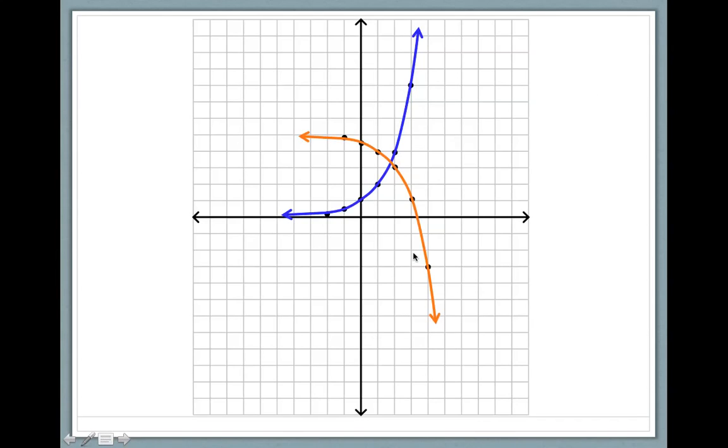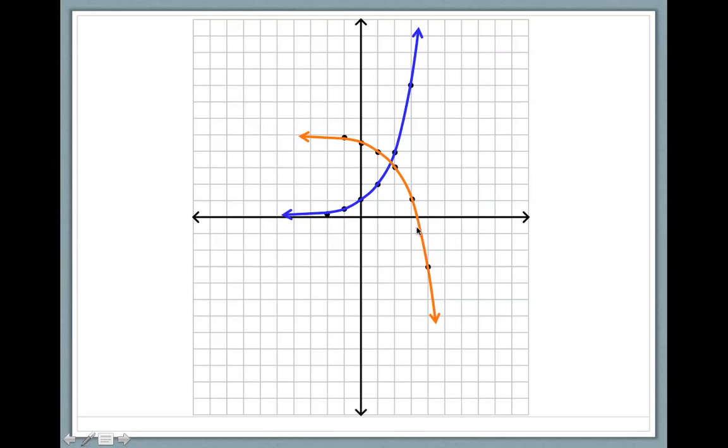Take another minute to look at that. So we've reflected our blue through the x-axis to get it to curve the other way. And then we moved everything 1 unit to the right and 5 units up to end up with this orange graph.